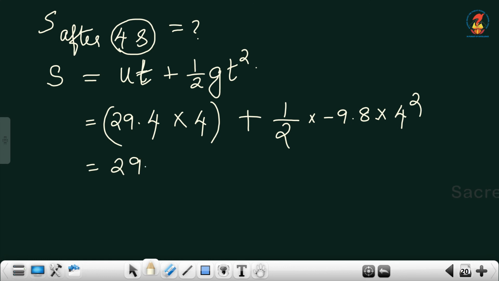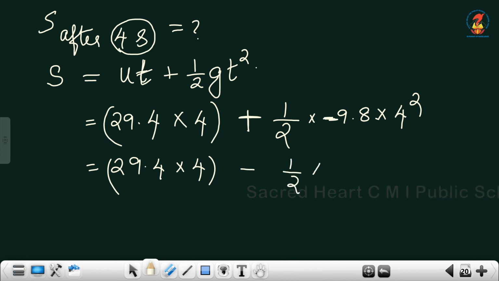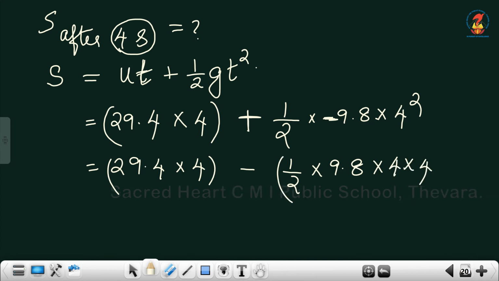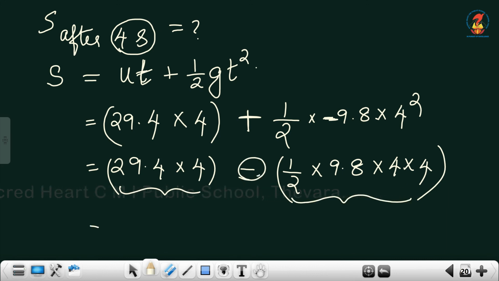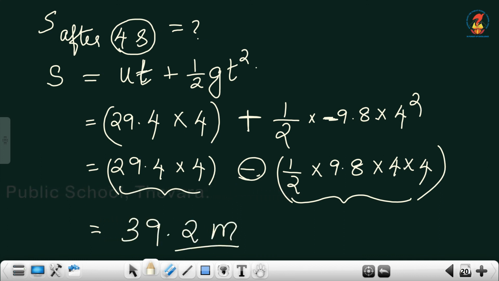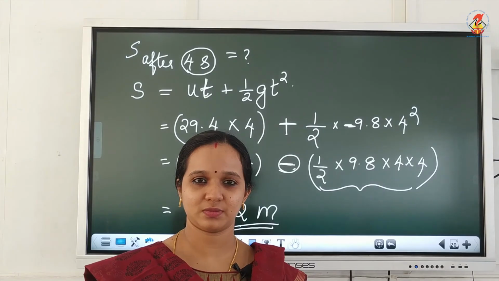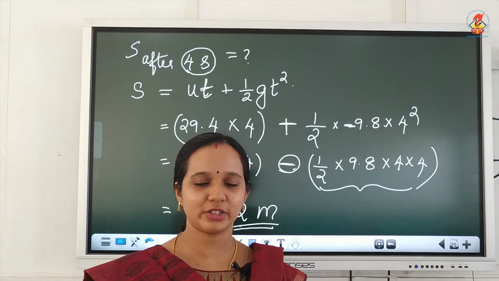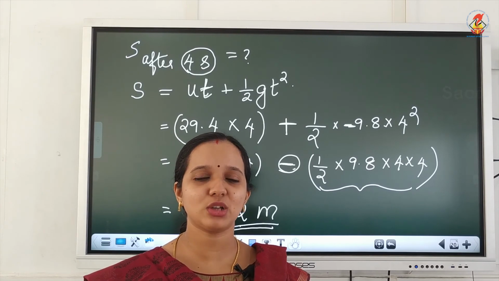That is 29.4 into 4 minus half into 9.8 into 4 into 4. Simplify both the terms and subtract it. On simplifying and subtracting it, you will get the answer as 39.2 meters.